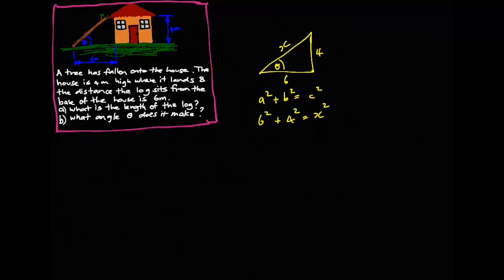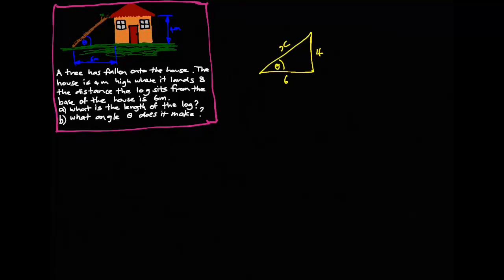Let's go ahead and do it. So 6 squared is 36 plus 4 squared is 16 equals x squared. That gives us 52 equals x squared, and x equals the square root of 52, which equals 7.21 metres.